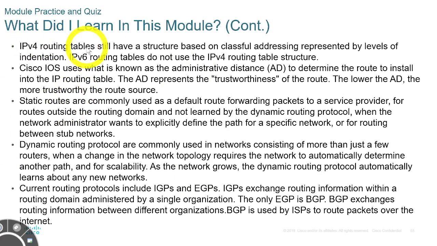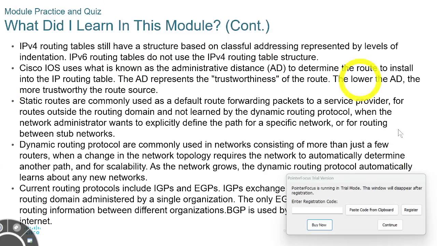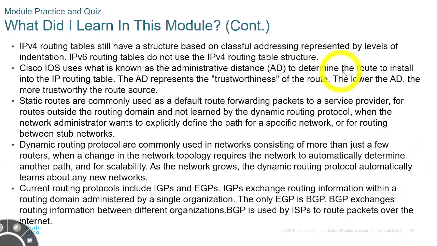IP version 4 routing tables still have a structure based on classes. Cisco uses what is known as administrative distance. Why do we use this? To determine the route to install into the routing table. So the Cisco operating system uses administrative distance to add a path within the routing table. The administrative distance represents the trustworthiness of the route. The smaller the value, the better the path.